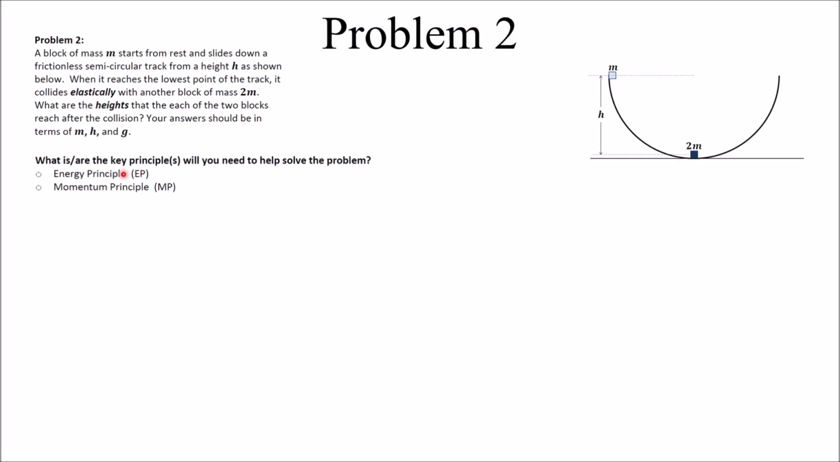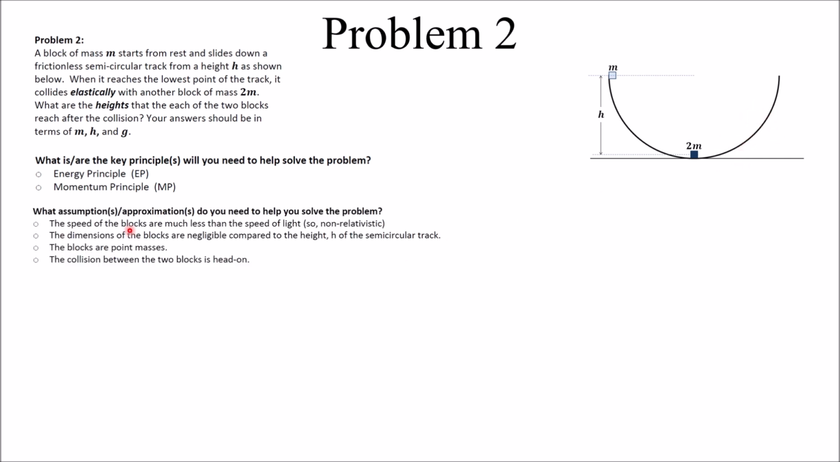And so what are we going to use? Well, we're going to use the energy principle and the momentum principle. And in this case, because they're not sticking together, we actually want to know what are the heights, plural, of each block. So they're both going to continue moving up the ramp, but they're probably going to get to different heights. And so we have 2 different heights that we're solving for this time.